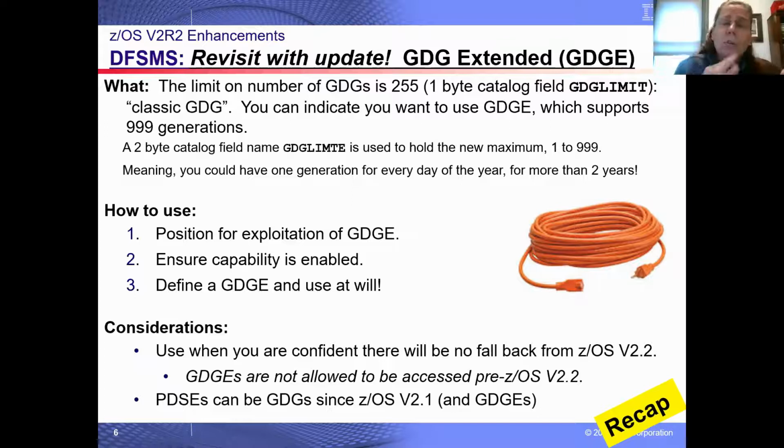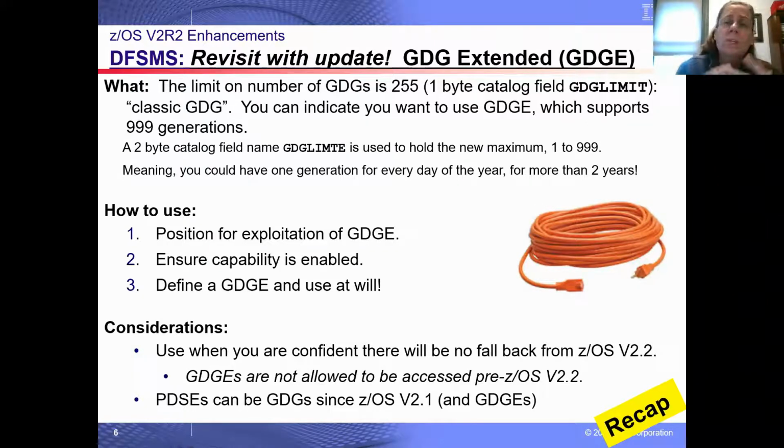But now in 2.2, we have something called GDG Extended. And that's really great because now with these extended GDGs, we can have up to 999 generations. We're going to put the number of generations in a 2-byte catalog field that's called GDG Limit E. It's got an E at the end, and that will give us up to 999.